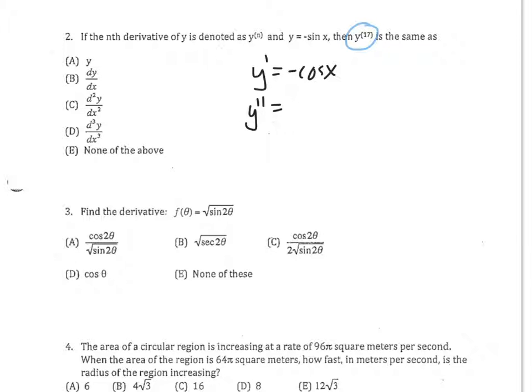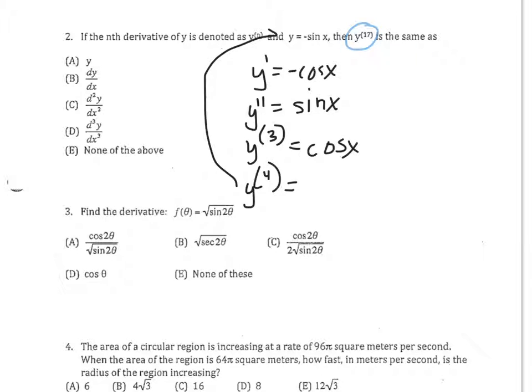Second derivative is sine x. Third derivative, I guess I should write this, they're denoting it that way, so we can do that, cosine x. The fourth derivative is back up to minus sine. And then the fifth derivative is going to be cosine. Your sixth derivative is sine, your seventh derivative. So you see this pattern of 4 emerging.